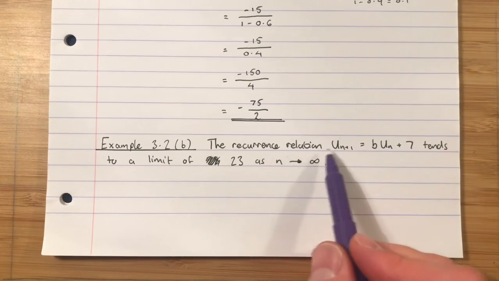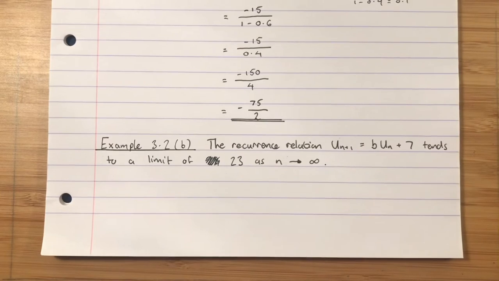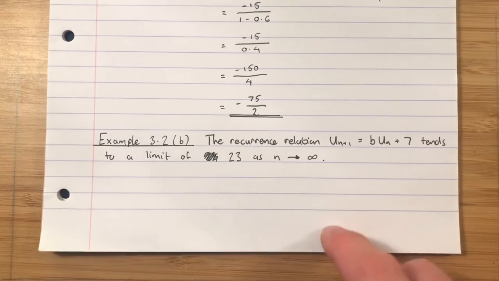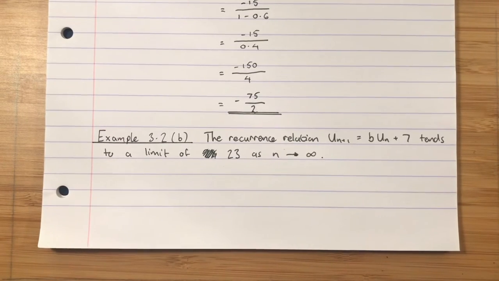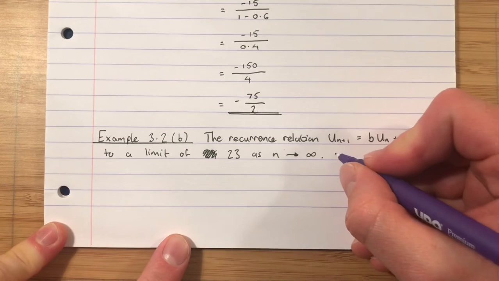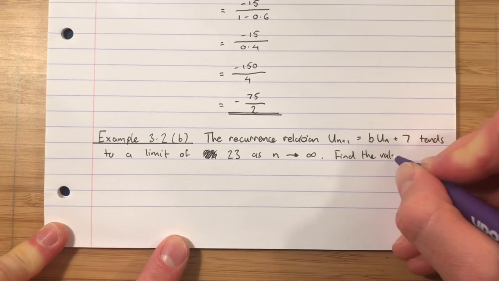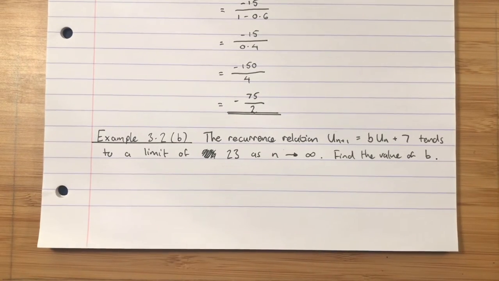So the recurrence relation u n plus 1 equals b u n plus 7 tends to a limit of 23 as n tends to infinity. So for very large numbers of presses of the equals button, the recurrence relation will end up giving you 23, is what that's saying. And it's going to say, find the value of b. Okay, so just quite a straightforward setup.